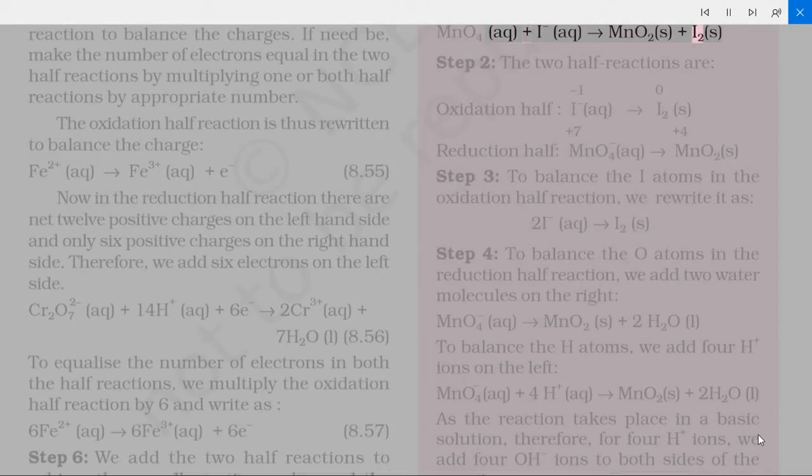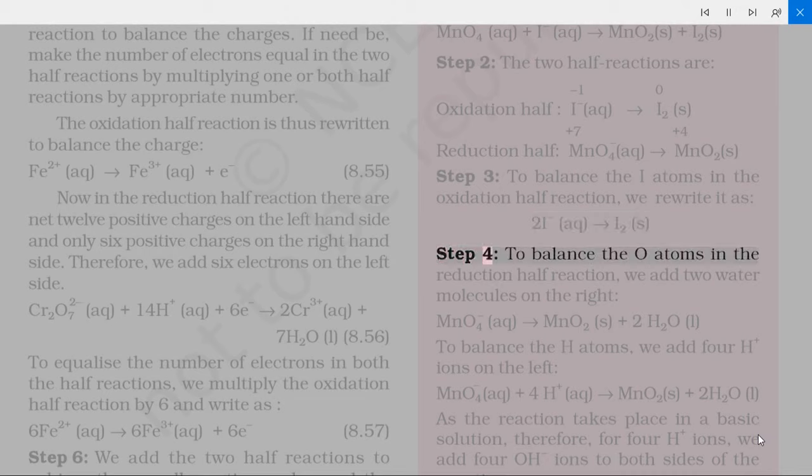Step 2. The two half reactions are: oxidation half (−1 to 0): I⁻(aq) → I2(s); reduction half (+7 to +4): MnO4⁻(aq) → MnO2(s). Step 3. To balance the I atoms in the oxidation half reaction, we rewrite it as 2I⁻(aq) → I2(s).